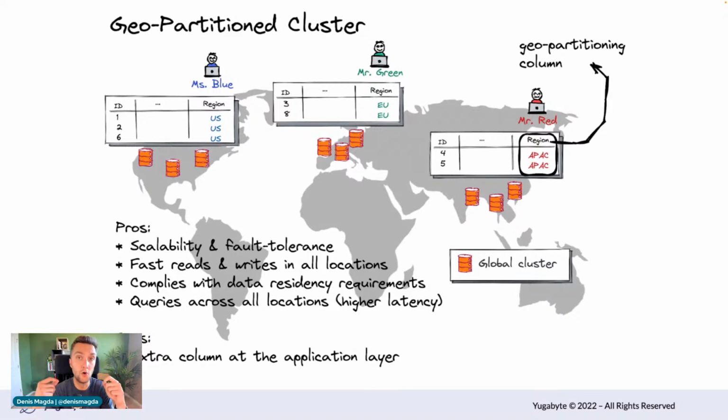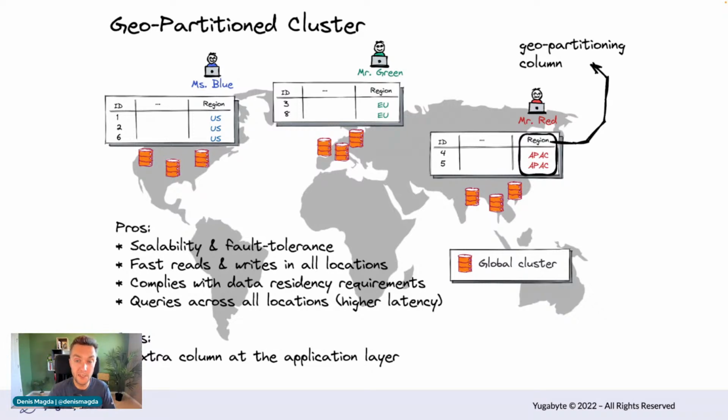But talking about trade-offs, right? There's always a trade-off, remember. In your application schema, in your table, you have a custom column. And in my case, the column is named region. Based on the value of the region column, the data will be placed automatically in one of the locations or served from one of the locations.